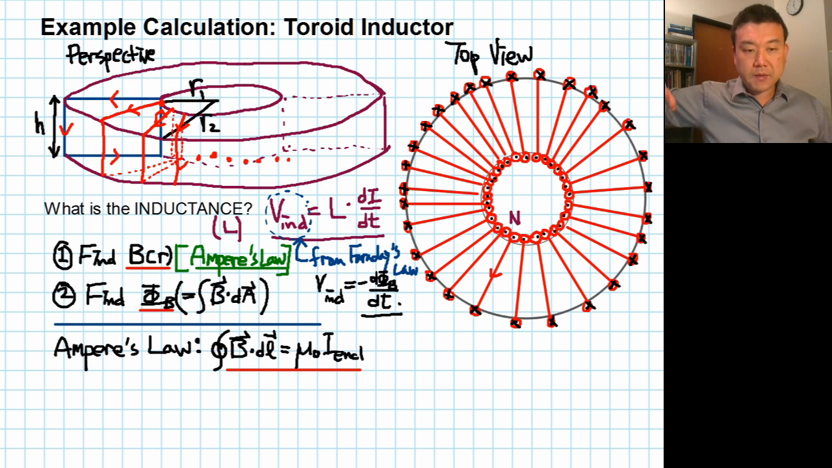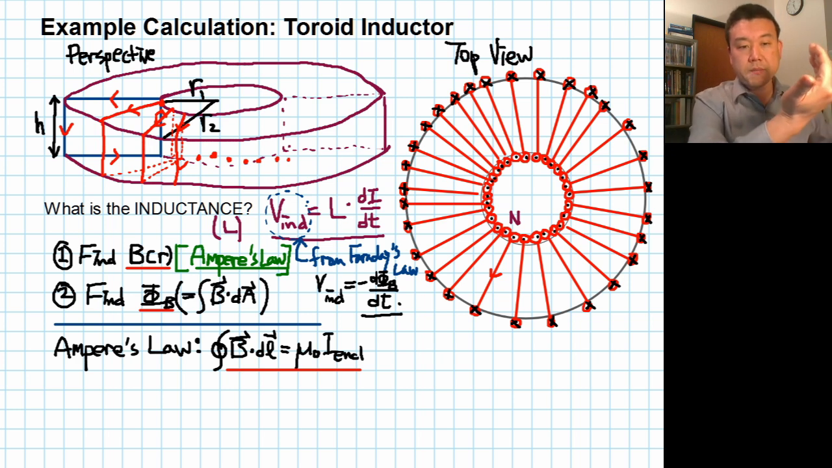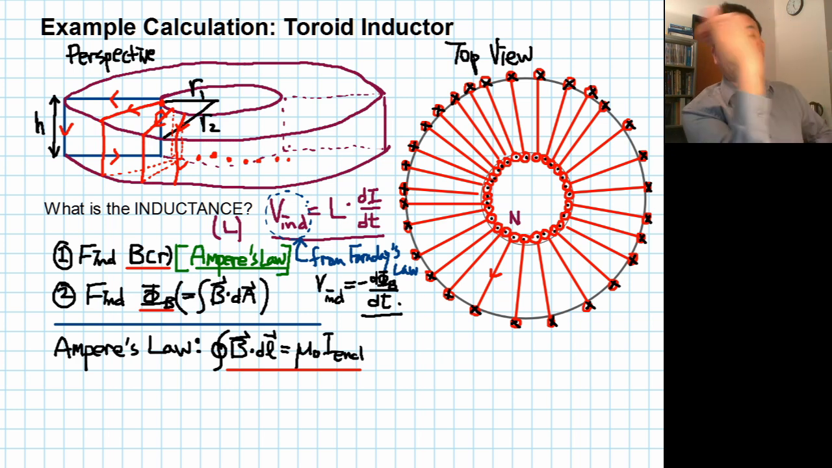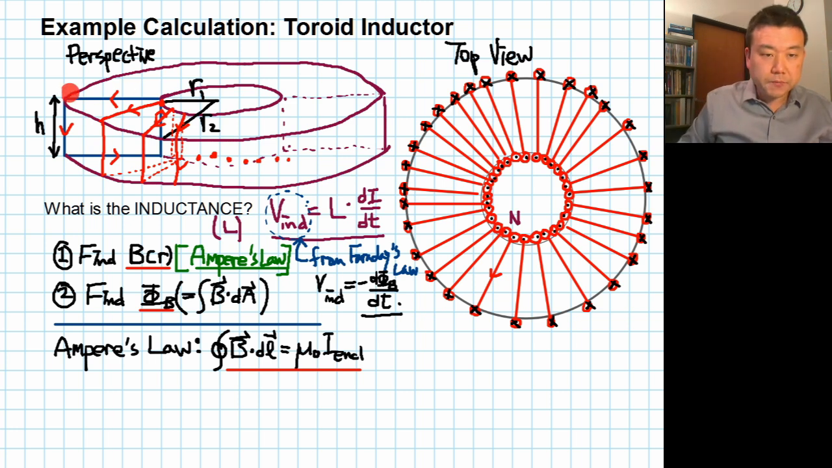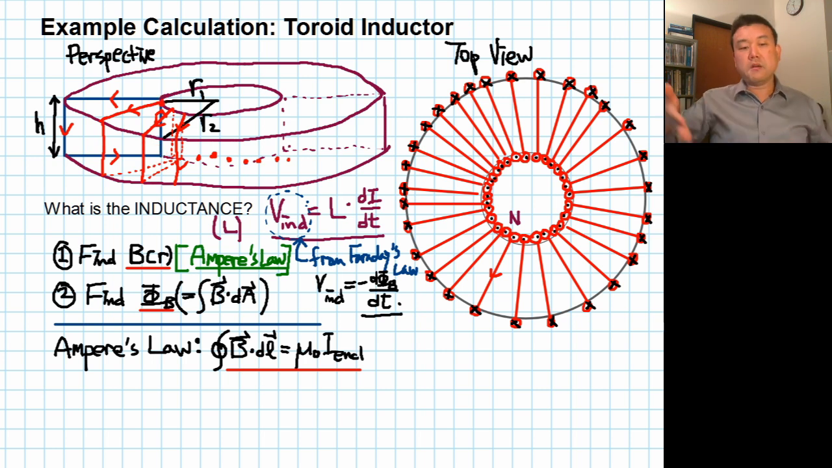Then as my fingers curl around in the direction of the loop, left to right on the bottom, up along the inner diameter, and then right to left along the top, the direction of my thumb points in the direction of the magnetic field that's generated by that loop of current. So for this loop outlined here, the right hand rule says that the magnetic field is coming out of the board here, going into the board here.